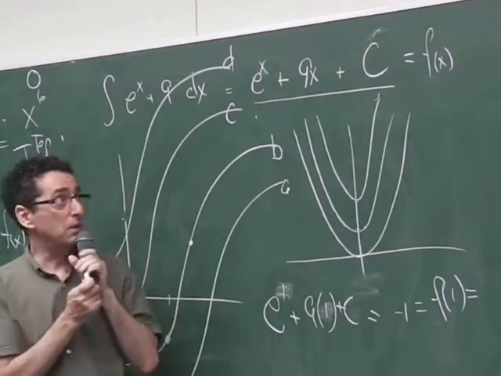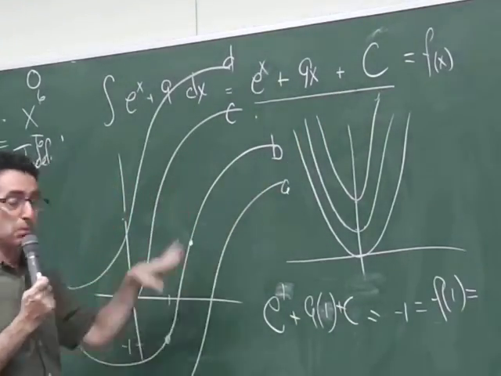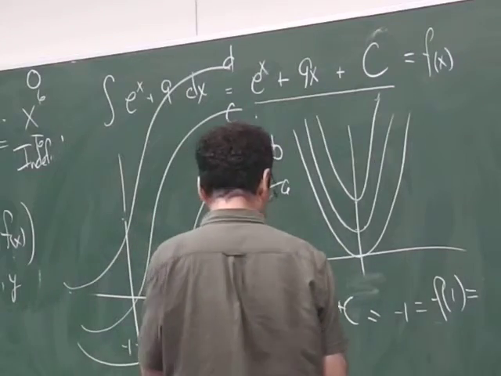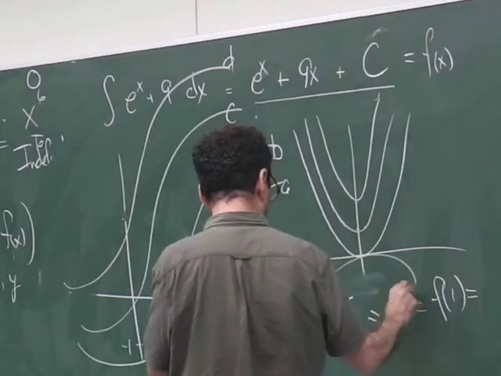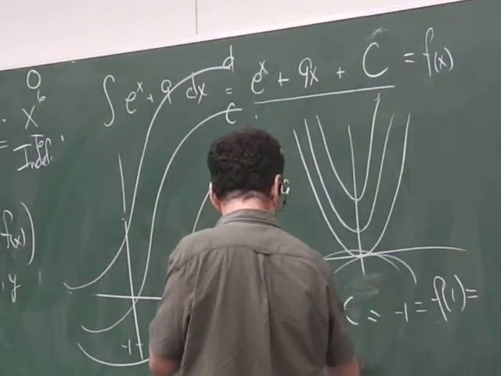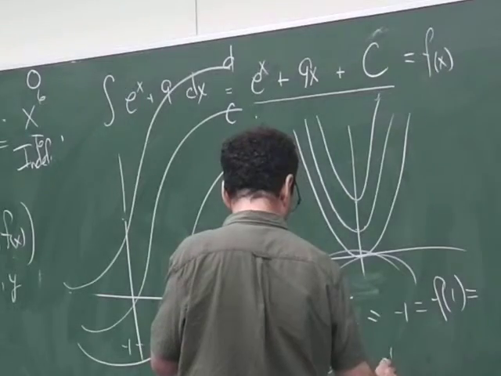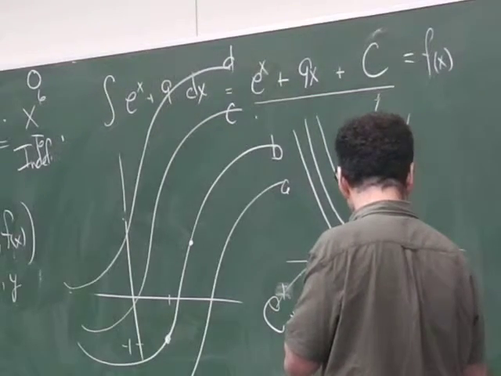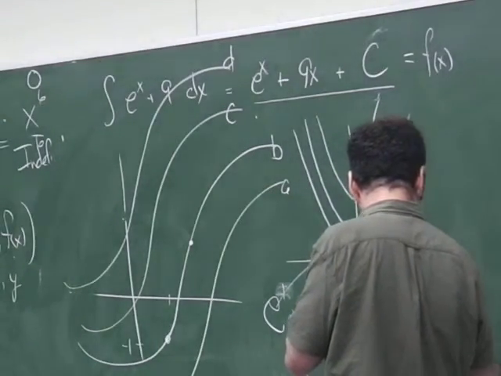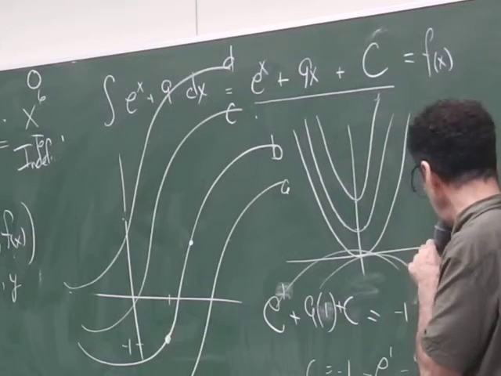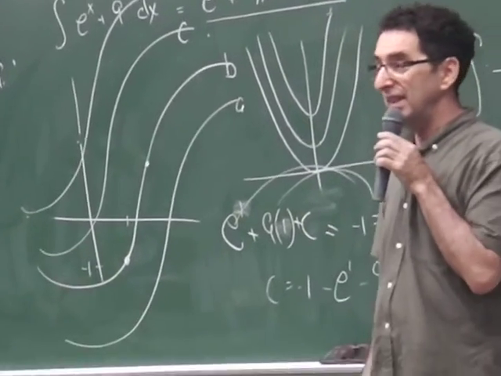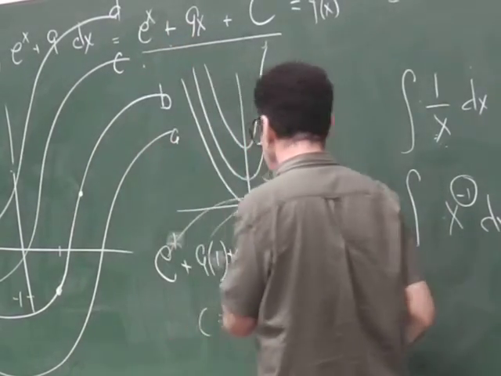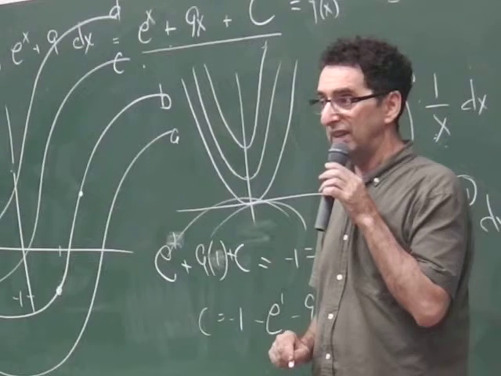And then we just put that here, and then we'll know which of these many possible functions it was. Maybe it's not such a clean number, but we can do it. Bring this over to this side, and this over to this side. So we get C equals minus 1, minus E to the 1, which is E, minus 9. So that's minus E minus 10. Okay, so that's a kind of weird number, but that's what C is. So finally the answer is this, plus this weird C. Is that clear?